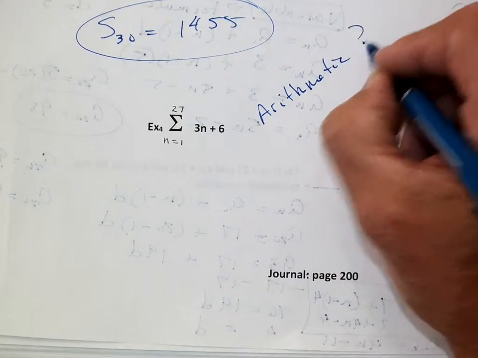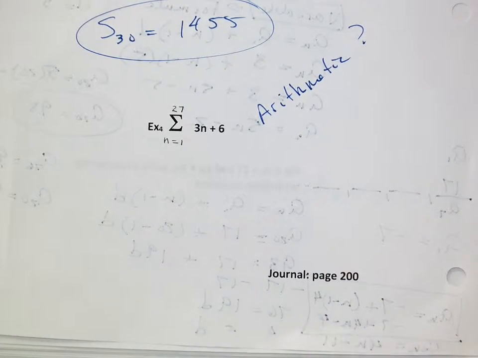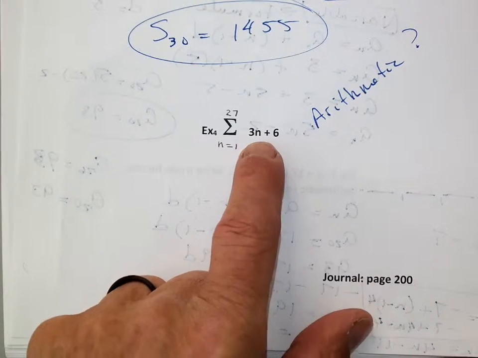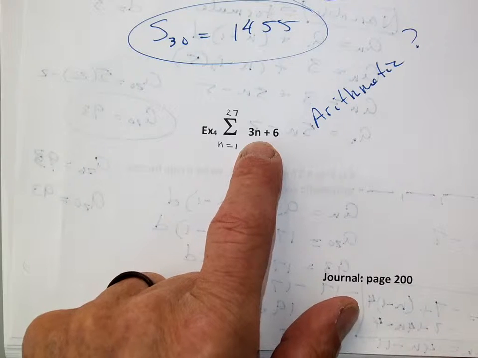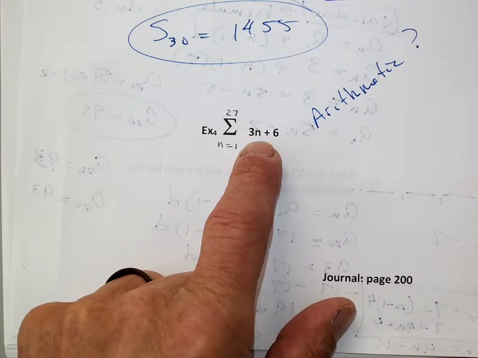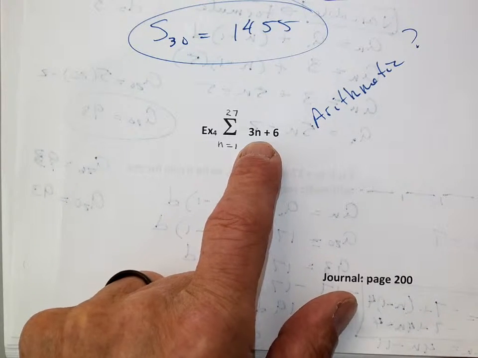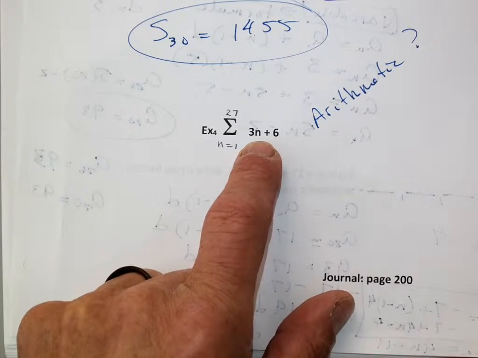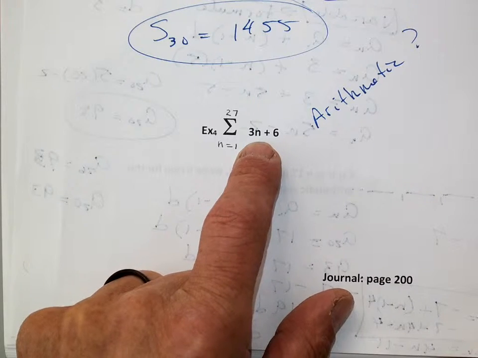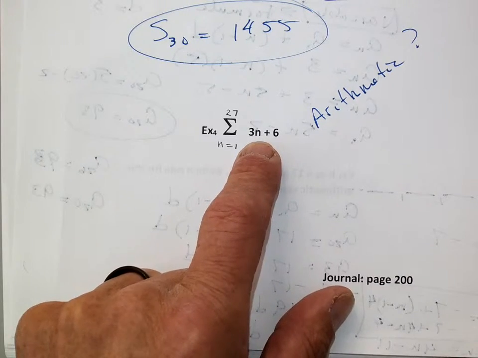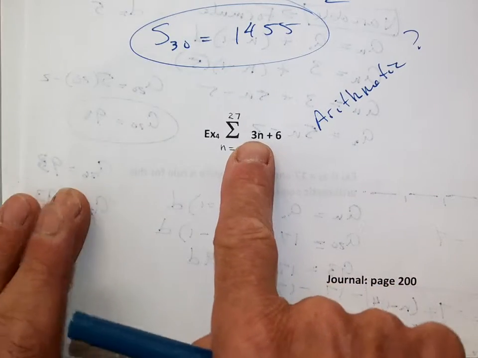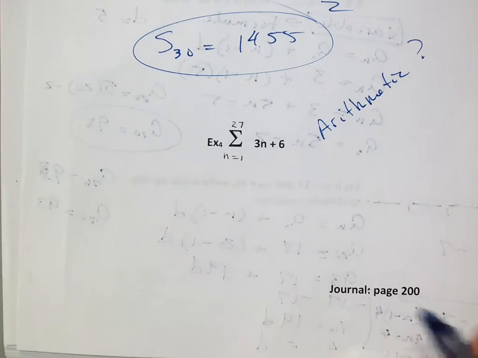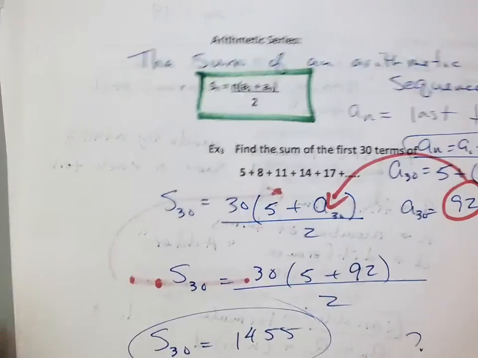But how do you know it's arithmetic? We could hypothetically make some terms. So if I plugged in 1, just if you don't know it's arithmetic, it is. If you plug in 1, you'd get 9. If you plug in 2, you'd get 12. If you plug in 3, you get 15. So you're always going up by 3. If you want to make a few terms, you're going up by 3 each time. Does that make sense? So it's arithmetic. Oh, I like that because I have a formula. I have a formula. Here it is.